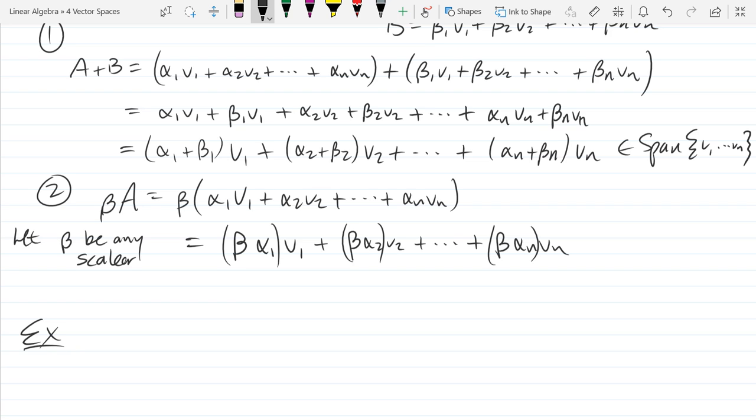So let's do some example problems, and we're going to decide, is the set I'm describing a vector space or is it not a vector space? If it is a vector space, we're going to take any vectors and show we can add them together, get back inside the space, or any scalar products back inside the space.